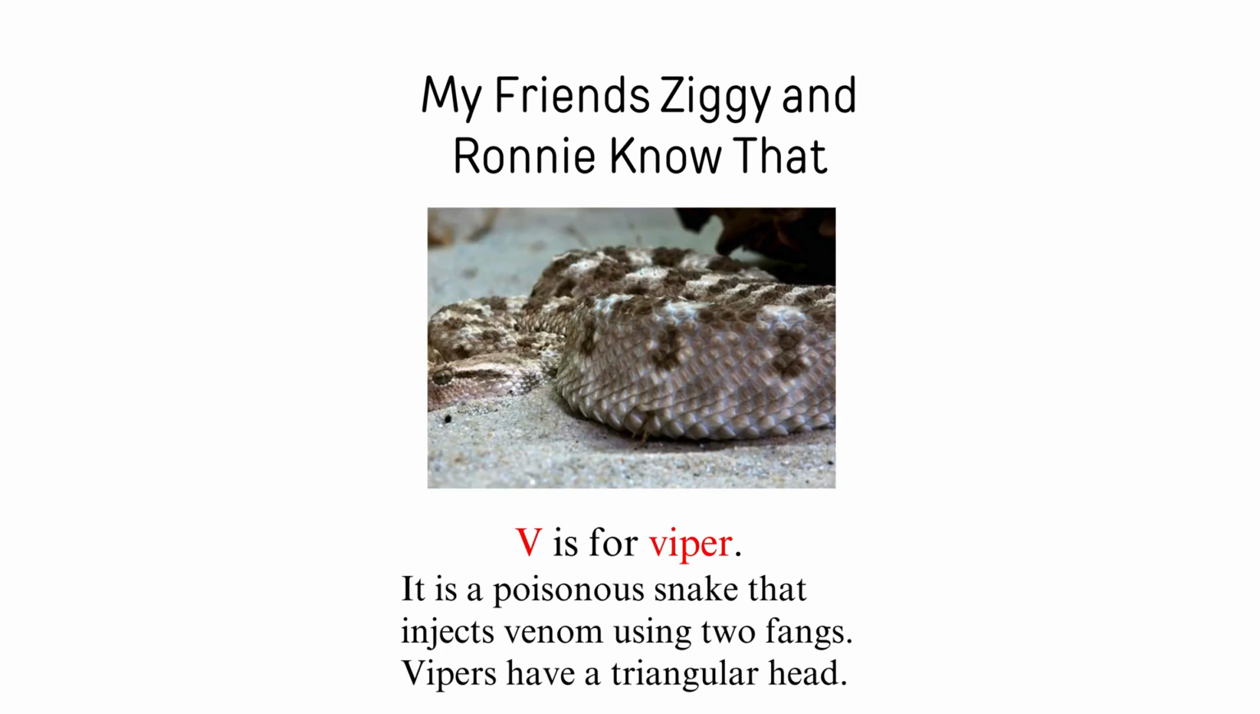My friends Ziggy and Ronnie know that V is for viper. It is a poisonous snake that injects venom using two fangs. Vipers have a triangular head. What are the types of vipers found in the area where you live? What makes vipers different from other snakes?